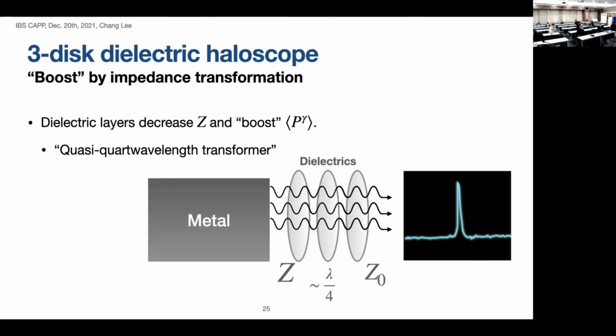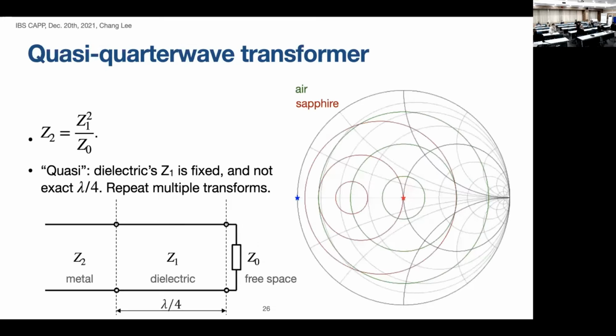Normally, I don't want to go into the technical details, so I just prepared this slide. If you're familiar with the quarter wave transformer, this is what I call the quasi-quarter wave transformer, because our dielectric is never perfectly quarter wave. So here's the schematic. If you have a load resistance, in our case free space, and you want to match it to your generator impedance, in our case the metal, then you bring a transmission line with the impedance Z1 and the quarter wavelength, and this is how this is related.